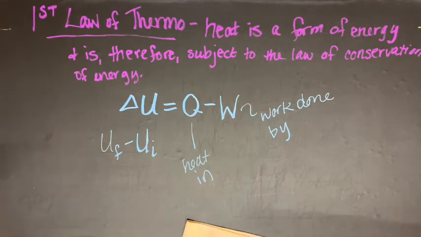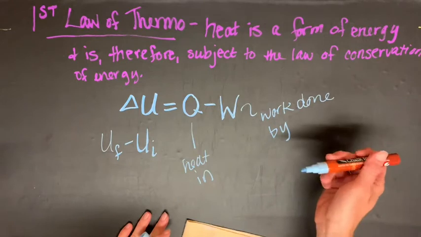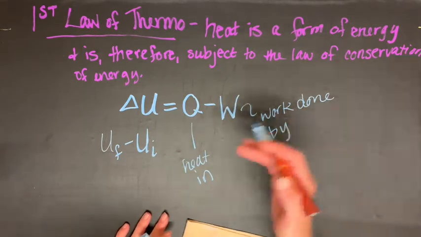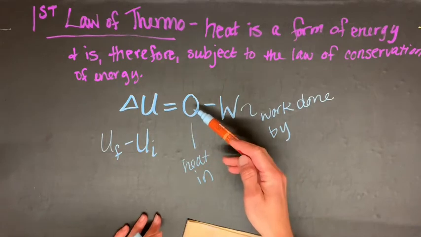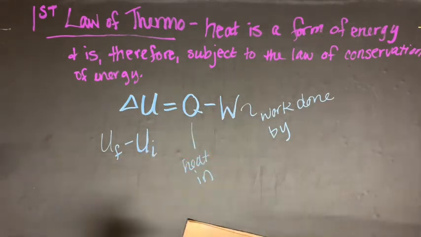If your system is doing work, your internal energy is going to decrease. If there's work done on your system, it's going to increase. If there's heat going in, your internal energy is going to increase. If there's heat coming out, your internal energy is going to decrease. So according to the first law of thermodynamics, a system's internal energy can be changed by transferring energy either as work, heat, or a combination of the two.